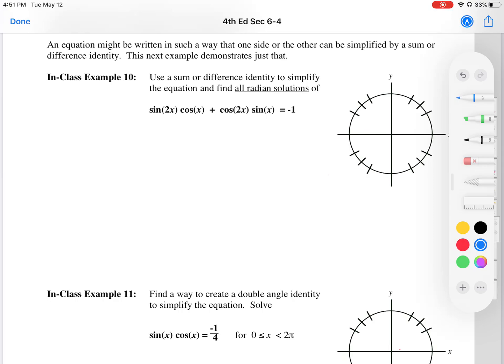So this is an example where we can use our identities, and our only way to go about it is by using our identities. So if we for a moment ignore that we have that argument, what value that may be, doesn't that sine cosine plus cosine sine look familiar? It looks like our chapter 5 sum and difference identities.